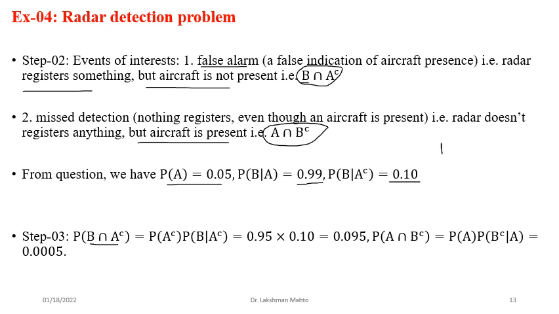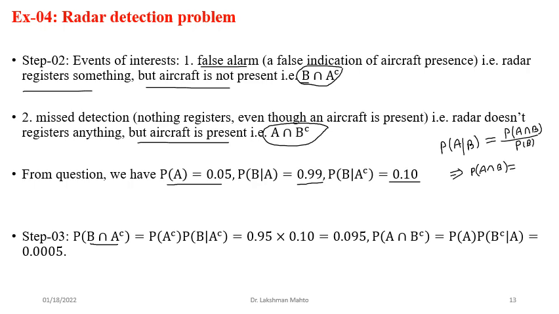You have already seen the definition of conditional probability of A given B. It is the ratio of the joint probability of A and B divided by the probability of B. That means how much A is happening within B. So if you simplify further, what will you get? What would be the probability of A intersection B?